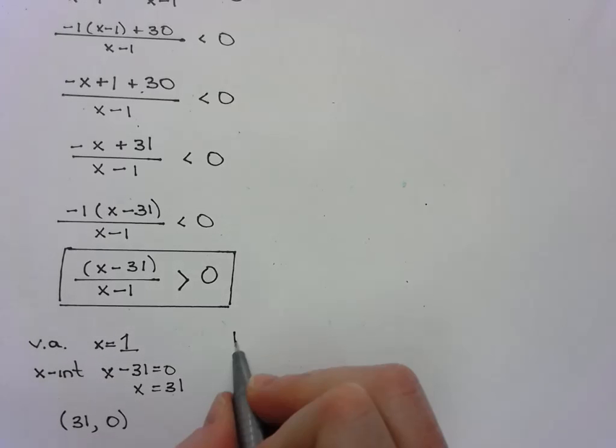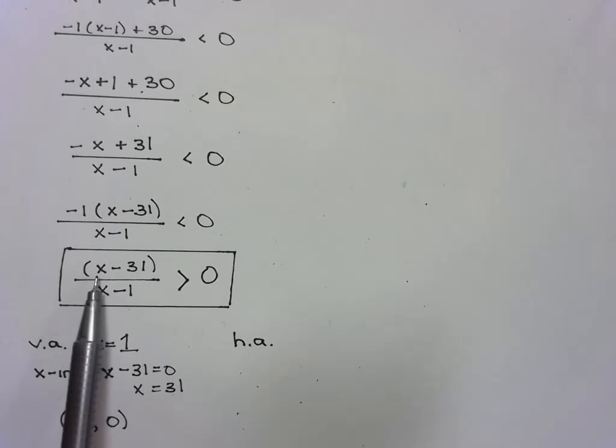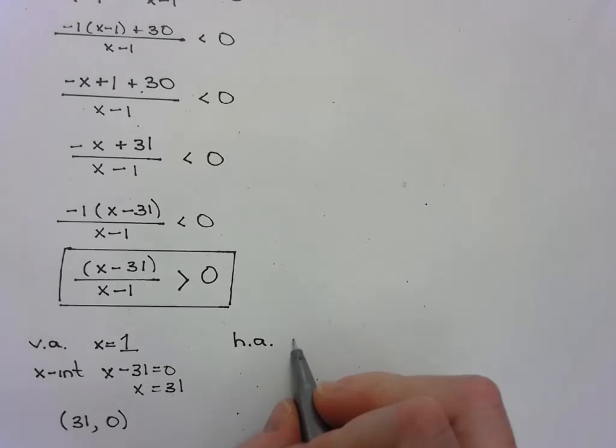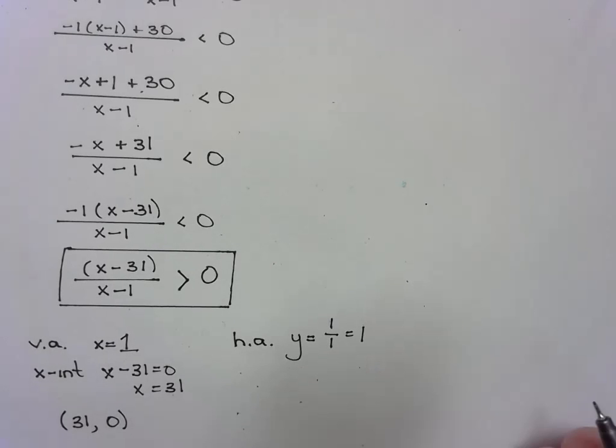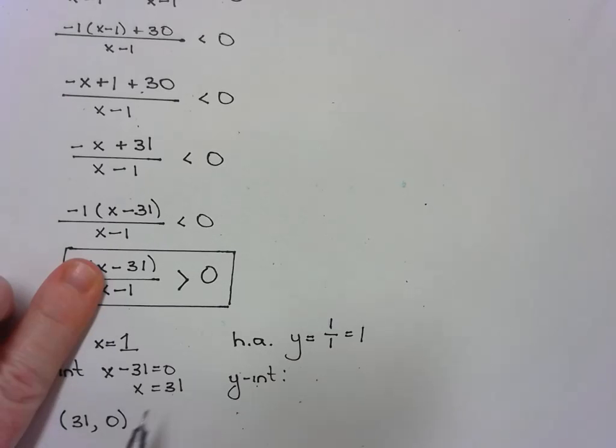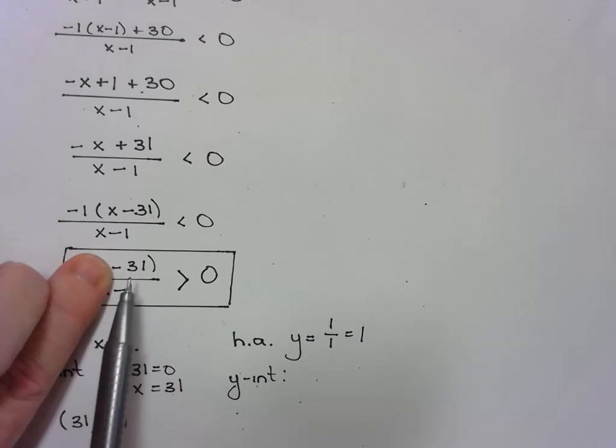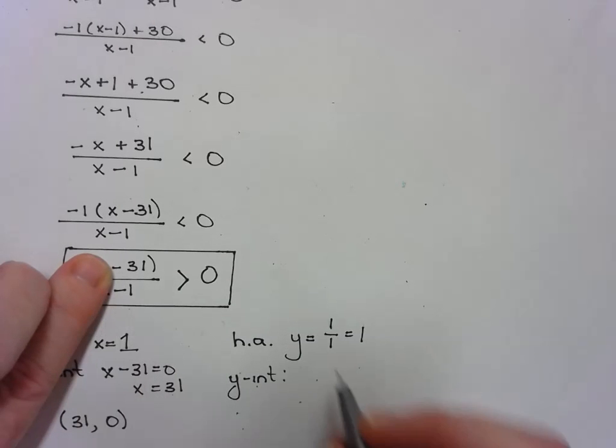Now, my horizontal asymptote, if you remember, if the degree of the numerator and the degree of the denominator is the same, then we just divide the coefficients. So we have 1x and 1x. So my horizontal asymptote is going to be y equals 1 over 1, which is just 1. And then to calculate my y-intercept, I just make my x's 0. As soon as I make my x's 0, I have negative 31 over negative 1, which is just 31.